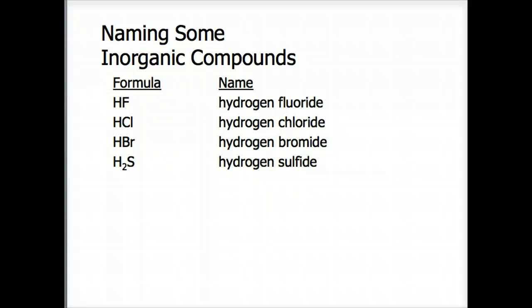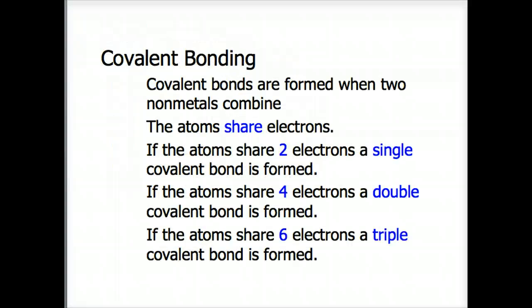That is the end of our inorganic naming for the metal and non-metal compounds. Let's now look at our covalent bonding and covalent naming. This is a little bit easier. Covalent bonds are formed when two nonmetals combine. The atoms share electrons. If the atoms share 2 electrons, they make a single bond. If they share 4 electrons, they make a double bond. And if they share 6 electrons, they make a triple bond.